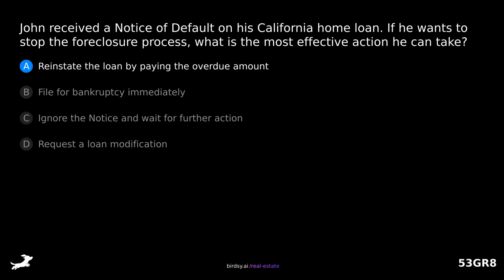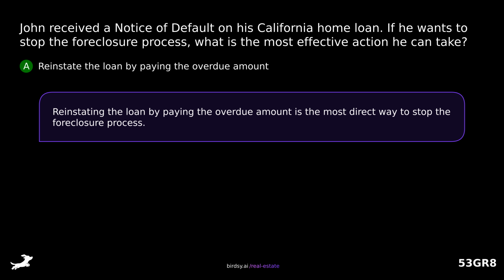Is it A, reinstate the loan by paying the overdue amount? B, file for bankruptcy immediately? C, ignore the notice and wait for further action? Or D, request a loan modification? The answer is A, reinstate the loan by paying the overdue amount. Reinstating the loan by paying the overdue amount is the most direct way to stop the foreclosure process.